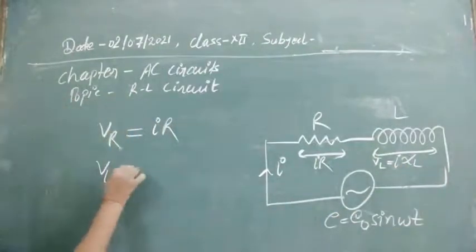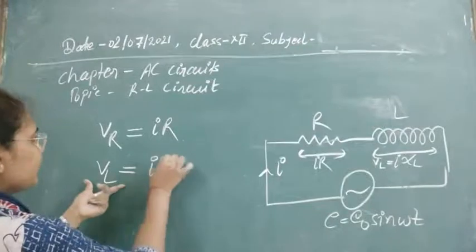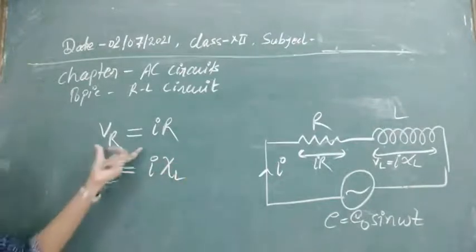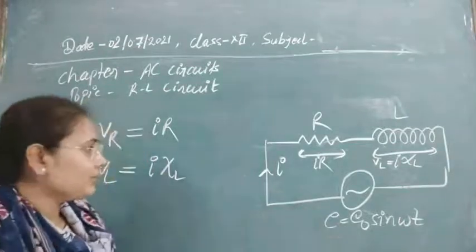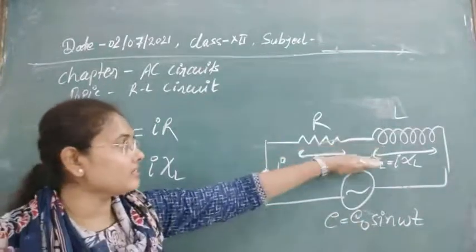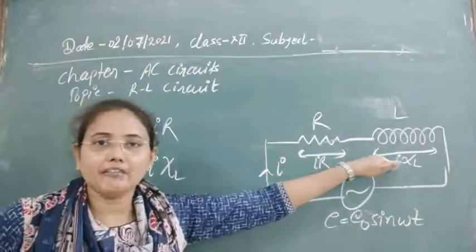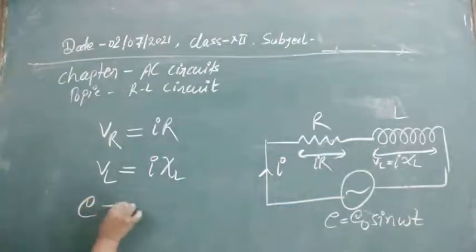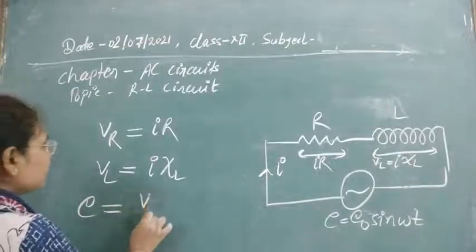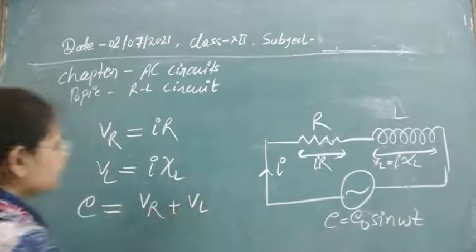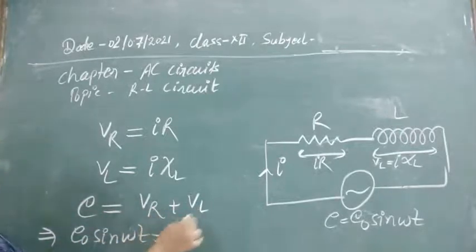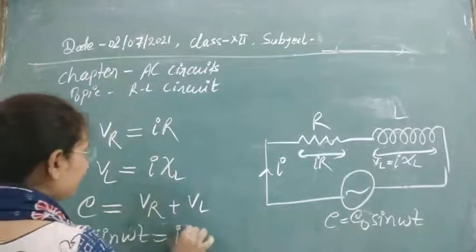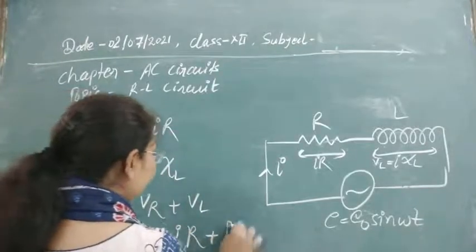So we can write down the formula for the omega L. This is I into chi L. So these are the potentials that we are getting for this kind of circuit. Now, as you know, this is the alternating potential that is distributed in these two forms, VR and VL. So finally we can write E is equal to VR plus VL, and as E has the value E0 sine omega t, from here VR is given by IR and VL is given by I chi L.